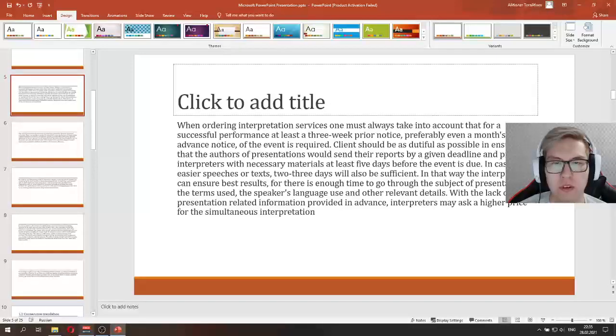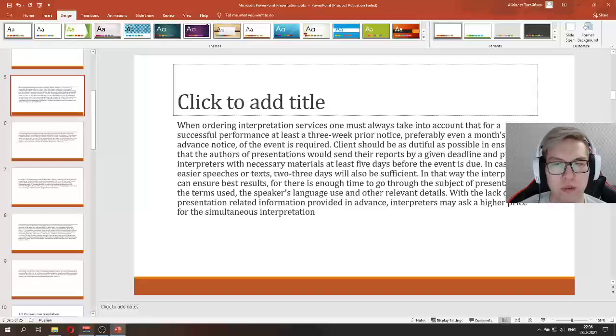When ordering interpretation services, one must always take into account that for a successful performance, at least a 3-week prior notice, preferably even a month advance notice of the event is required. Clients should be as dutiful as possible in ensuring that authors of presentations send their reports by a given deadline and provide interpreters with necessary materials at least 5 days before the event is due. In case of easier speeches or texts, 2-3 days will also be sufficient.